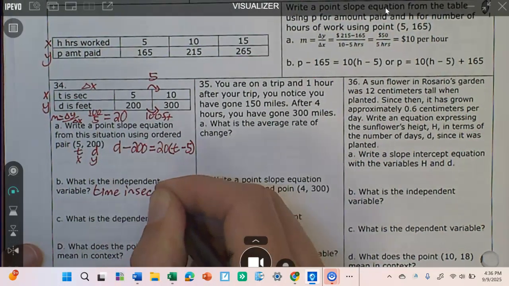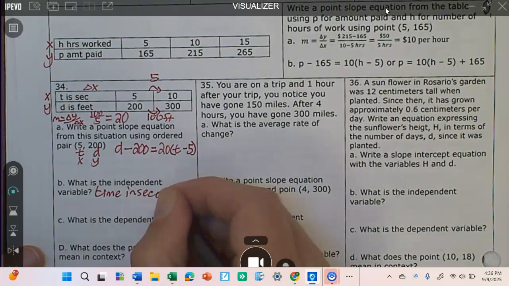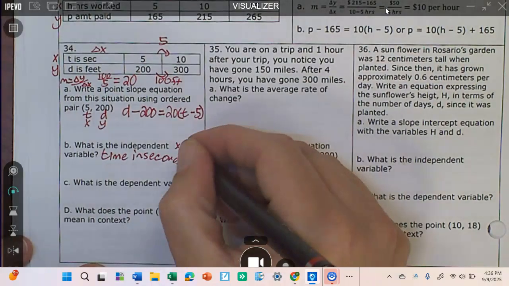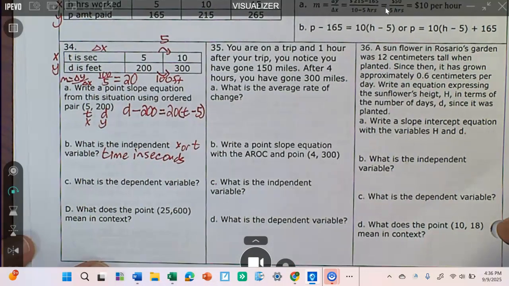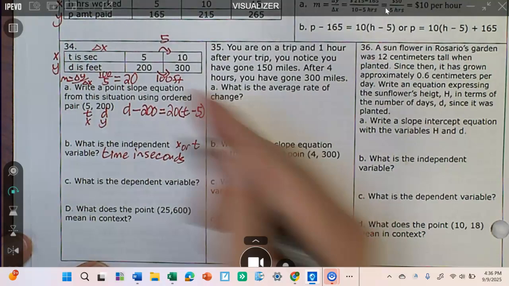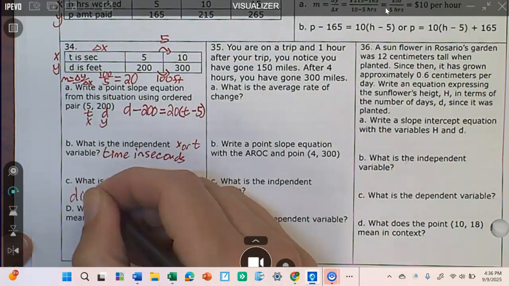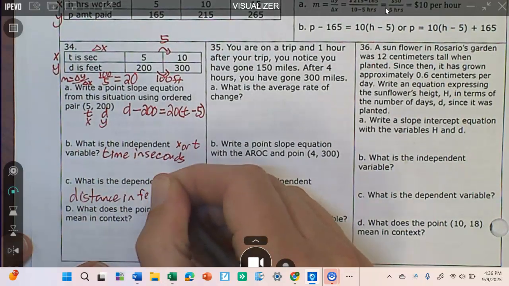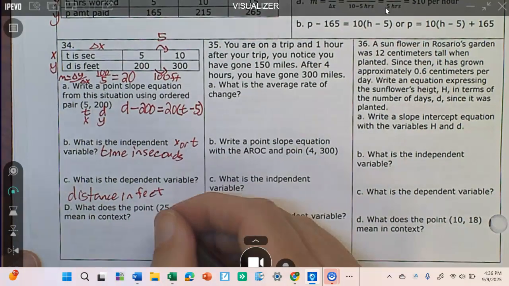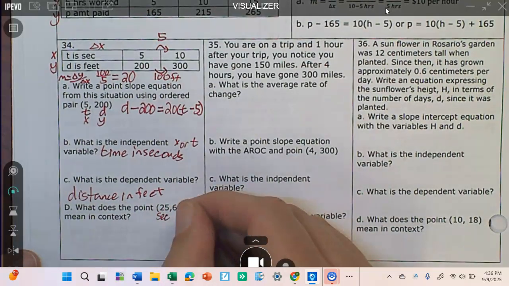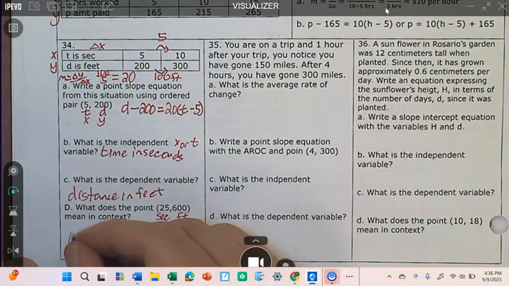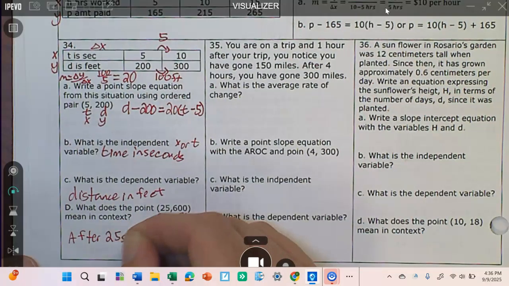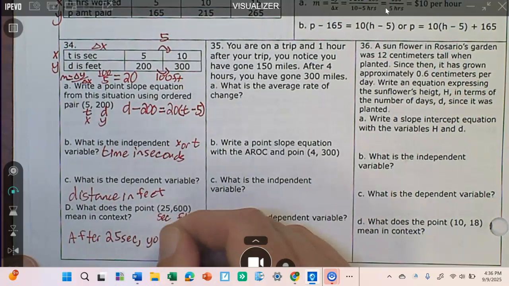Independent variable is time in seconds. It's the one we control, X or T in this case. The dependent variable is the distance in feet. Okay, that stands for seconds, feet. After 25 seconds, you traveled 600 feet.